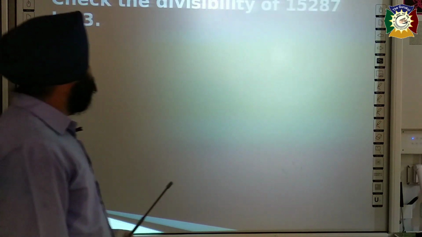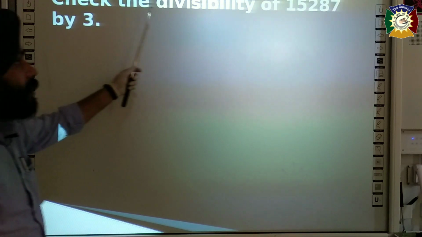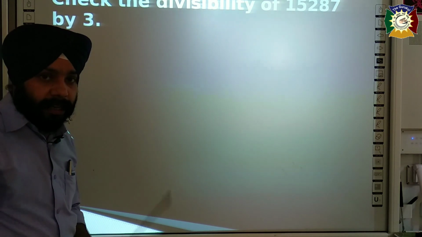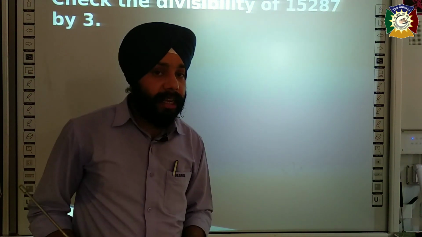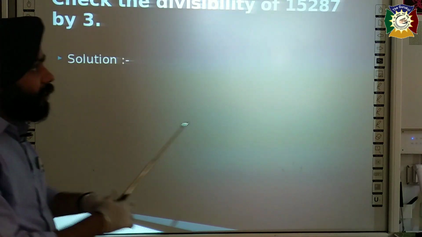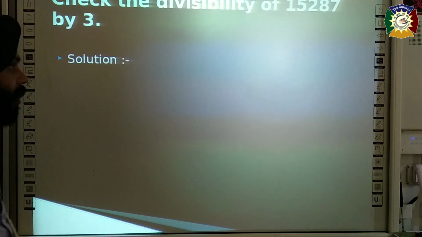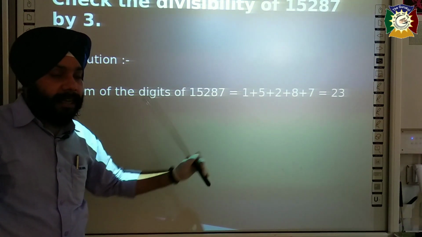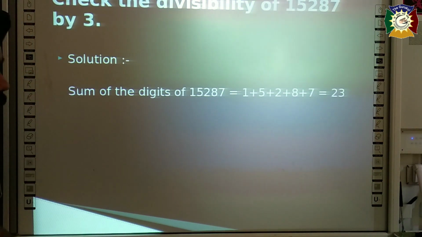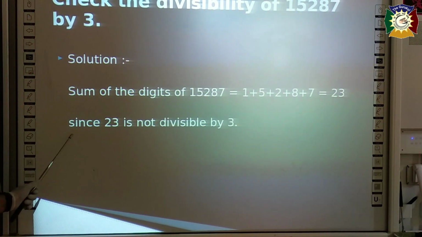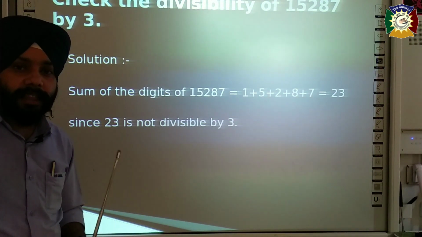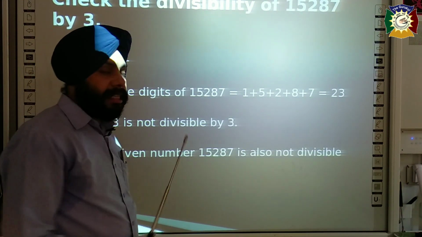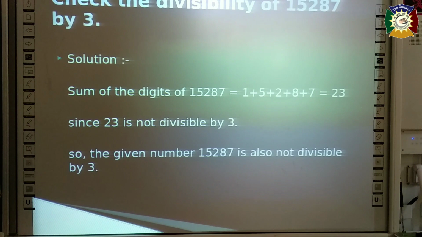Next slide. We have to check the divisibility of 15287 by 3. Up to now you have understood the divisibility rule of 3. So if I ask you, simply say that the sum of these digits, 1 plus 5 plus 2 plus 8 plus 7, is equal to 23. Is 23 divisible by 3 or not? Since 23 is not divisible by 3, the given number 15,287 is also not divisible by 3.